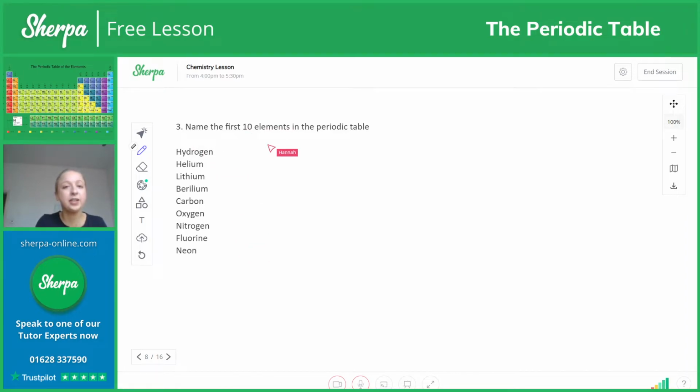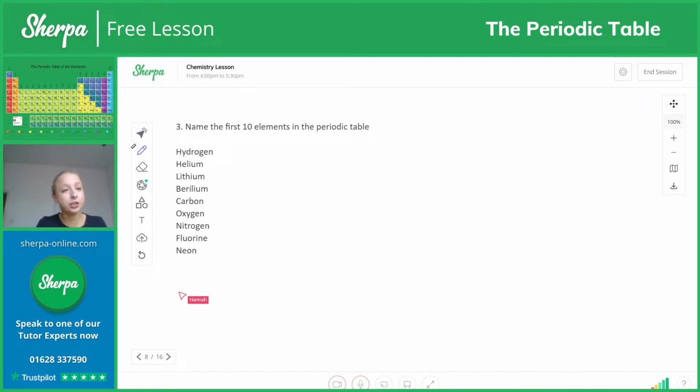So name the first 10 elements of the periodic table. Put this in as a little brain break, really. I just learnt them off as a little thing. I just used to recite it. So hydrogen, helium, lithium, beryllium, boron, carbon, nitrogen, oxygen, fluorine, neon. I've written that a little bit wrong there. Sorry about that. But obviously, as I said before, you get the periodic table in your exam paper. So you can just refer back to that.